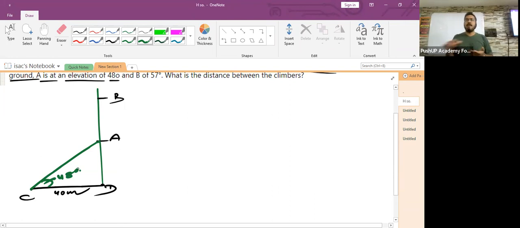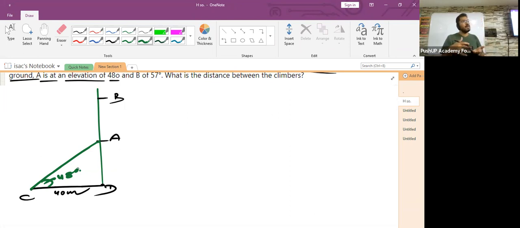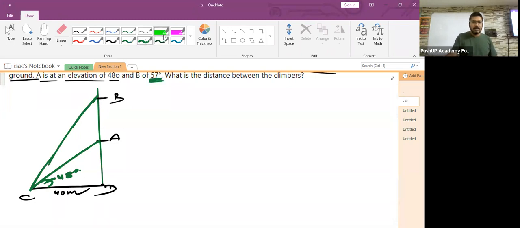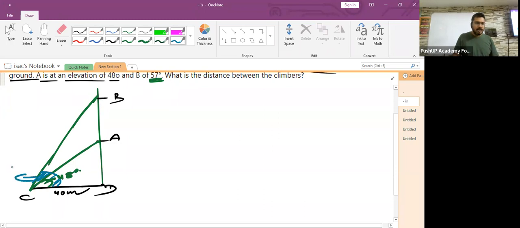I hope you all remember the line of horizontal, the line of sight. The angle formed between the line of sight and line of horizontal is what? The angle of elevation. So for climber A, the angle of elevation is 48 degrees. Now, children, when this observer C is looking at point B, what is the angle of elevation? It is 57 degrees. All right, so I will label it here. This whole angle, the one which I am highlighting in blue color, that is equal to how much? 57 degrees.